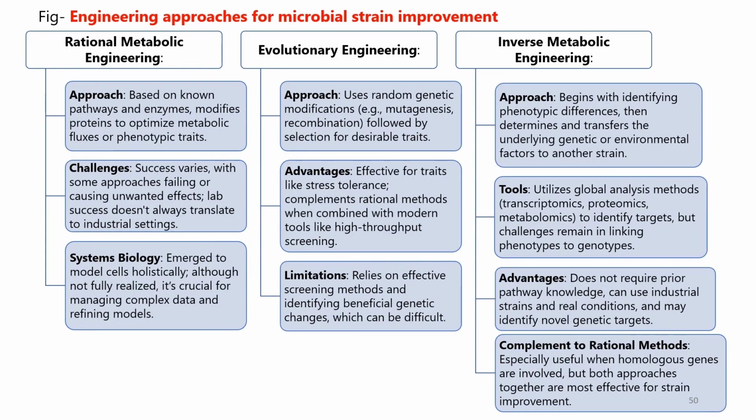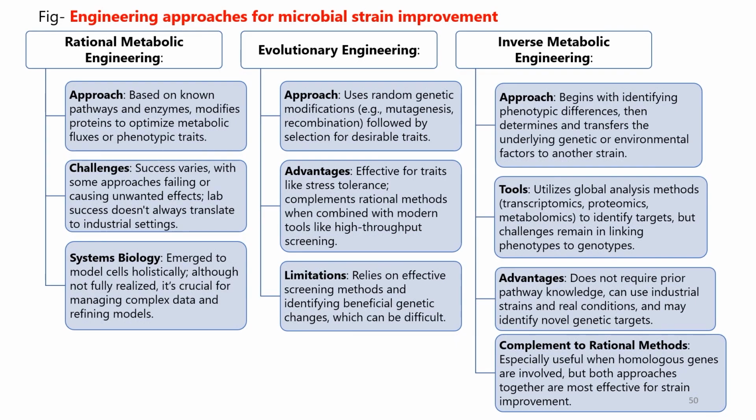The next approach is the evolutionary engineering, which uses random genetic modifications like mutagenesis, recombination, followed by selection for desirable traits. So, some of the advantages of evolutionary engineering is it is effective for traits like stress tolerance, complements rational methods when combined with modern tools like high throughput screening. However, it also suffers from certain limitations as it relies on effective screening methods, and identifying beneficial genetic changes can be difficult.